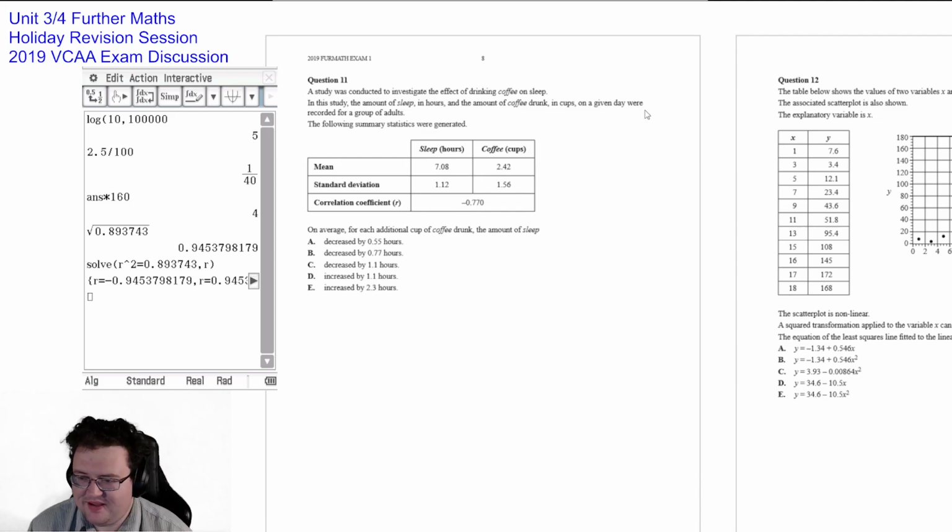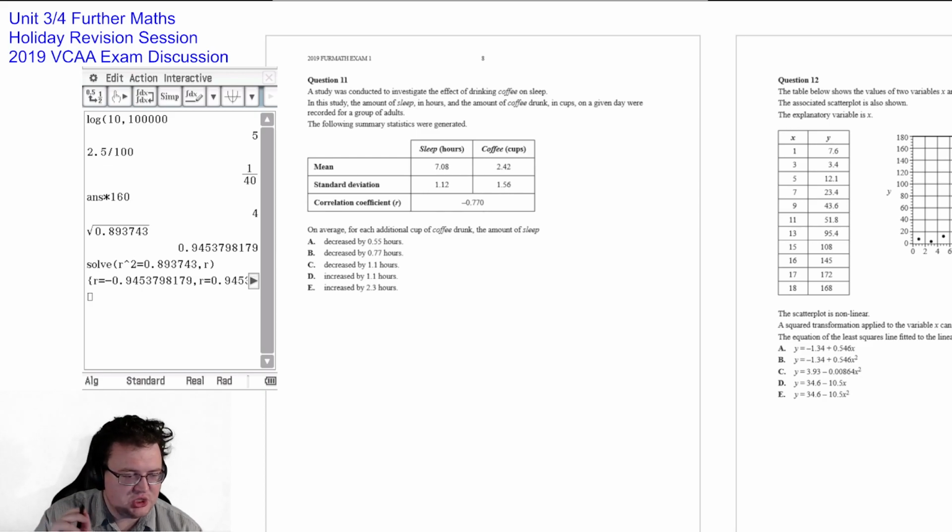No, it is not B. Now, clearly, yes, it is decreasing, but we can't take that for granted. Remember, the correlation coefficient does not replace the gradient. The correlation coefficient shows how closely linked things are, but that doesn't mean that they are explicitly connected. So, it's not D, it's not E.